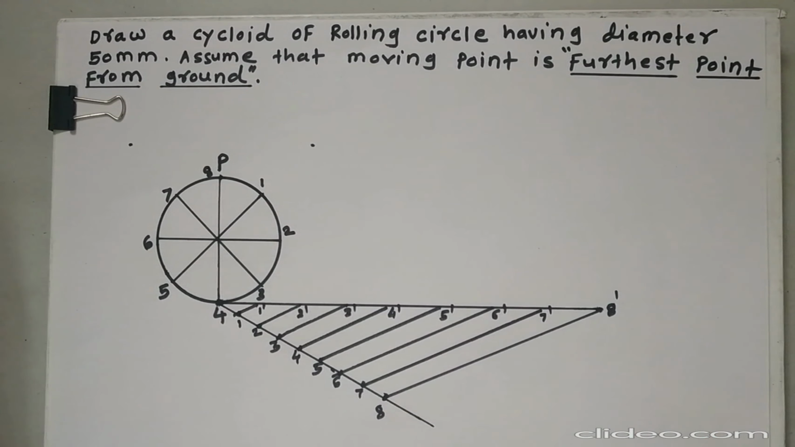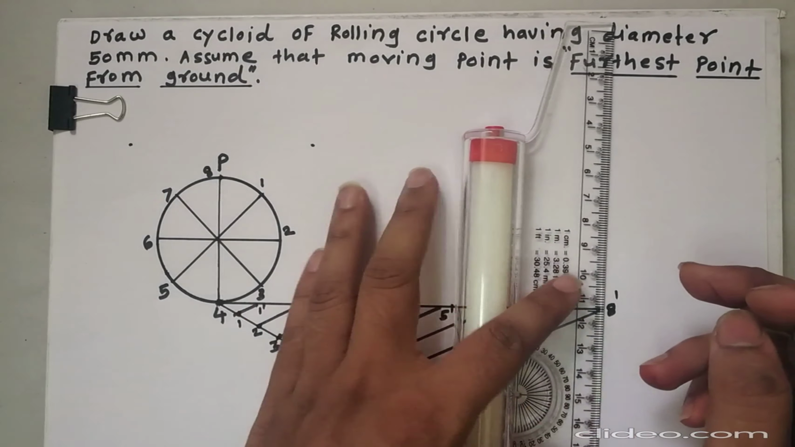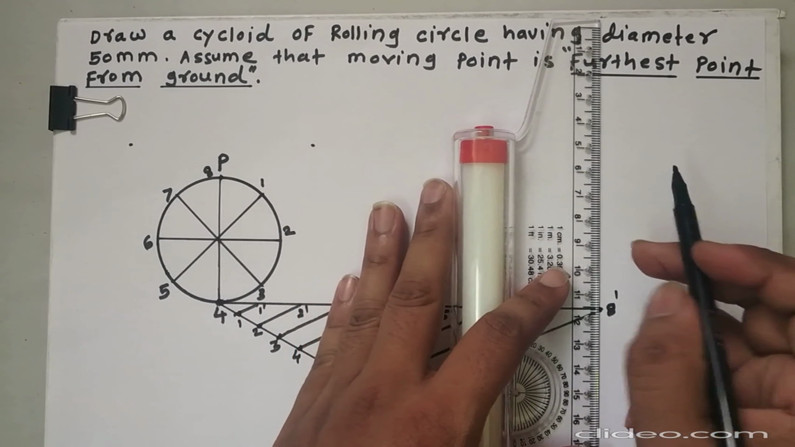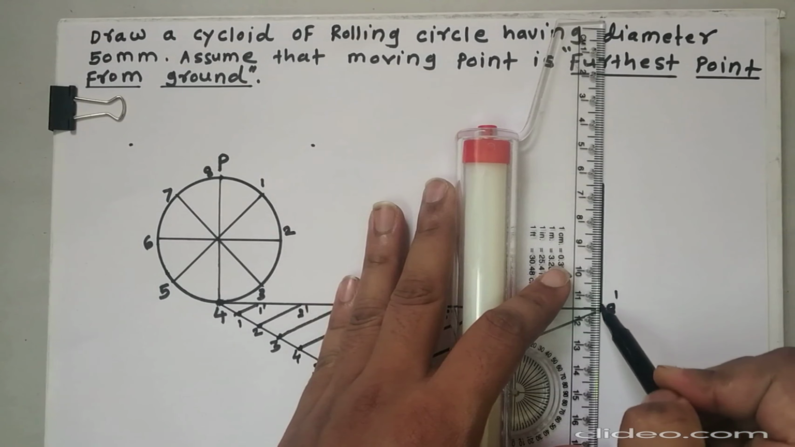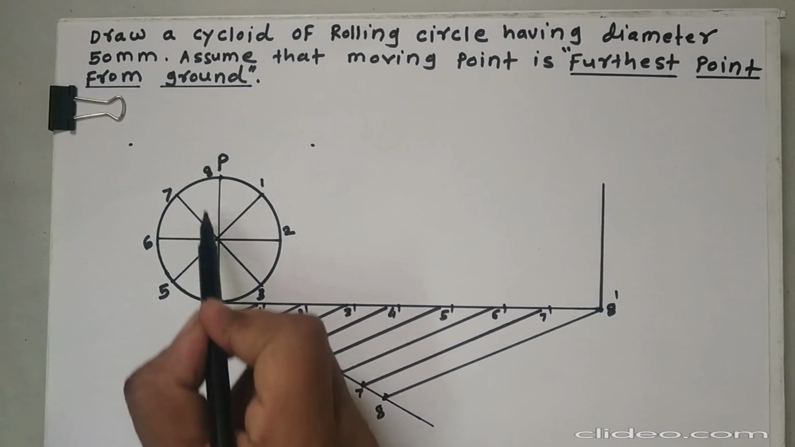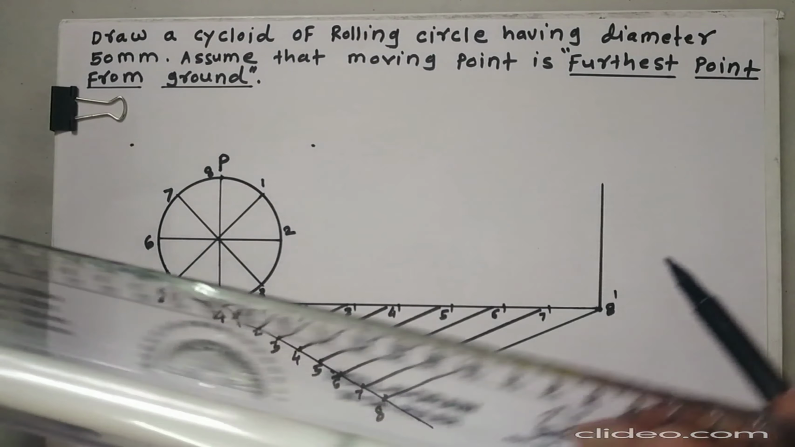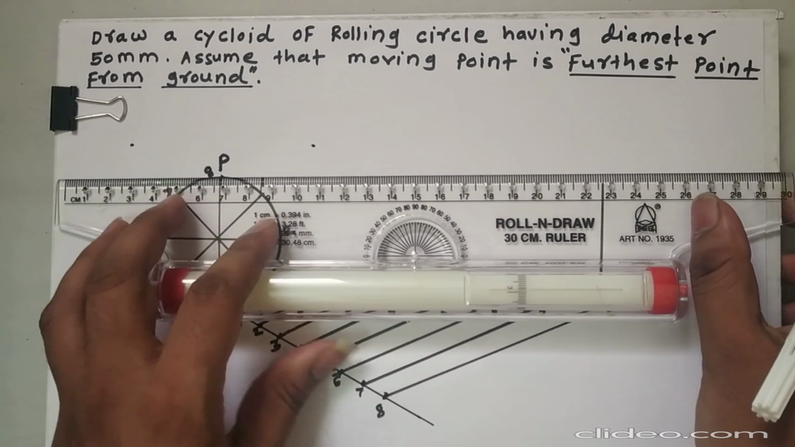From this point number 1, draw an exactly straight line. This line should be exactly parallel to this line. Now from the point P, draw one horizontal line.